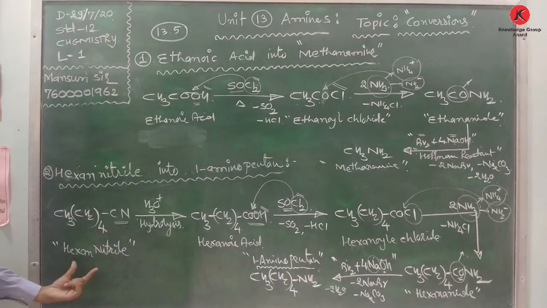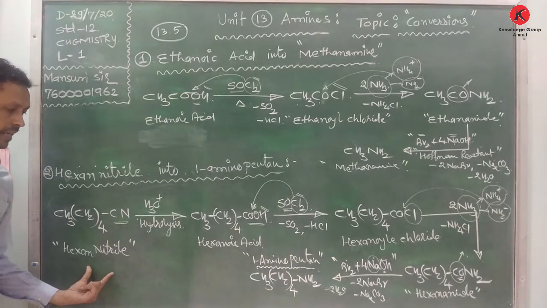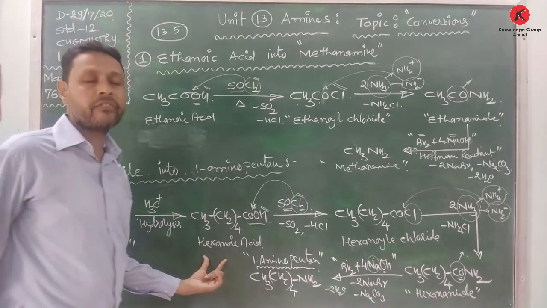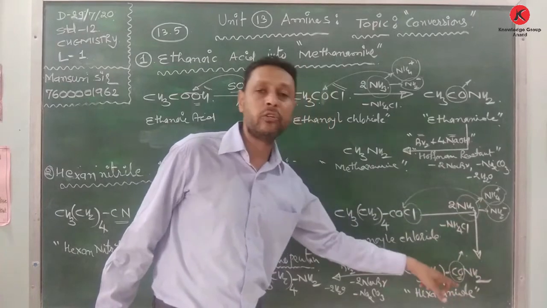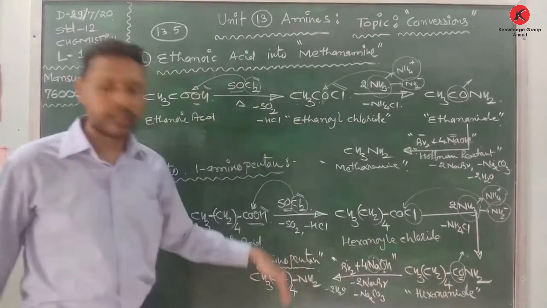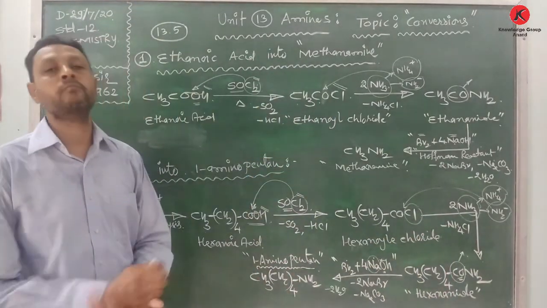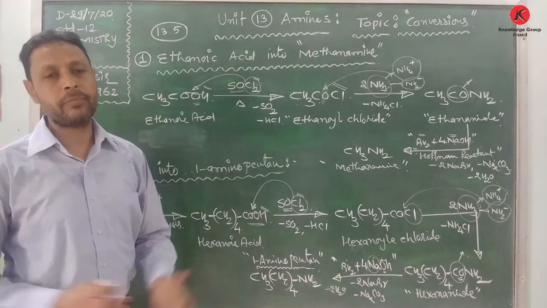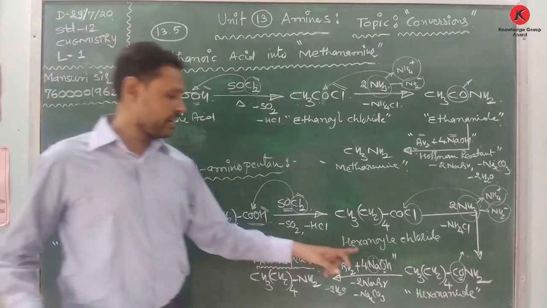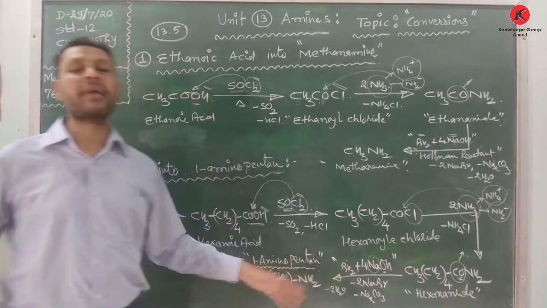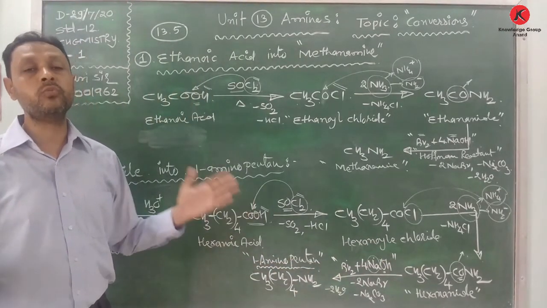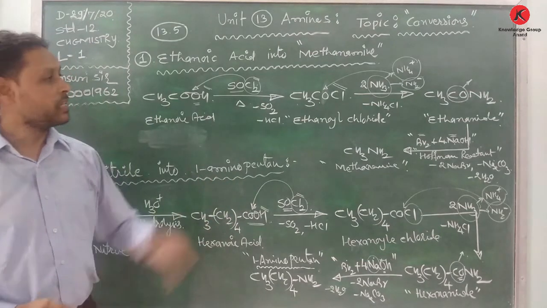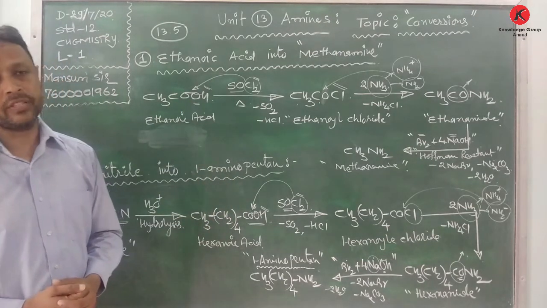So here hexanenitrile is converted into hexanoic acid, thereafter converted into hexanoyl chloride, thereafter converted into hexanamide, and thereafter reaction with Br2 plus 4 NaOH, that means Hofmann reaction, then forms a primary amine, named pentanamine. That means 1-aminopentane is obtained. So these were my conversions.